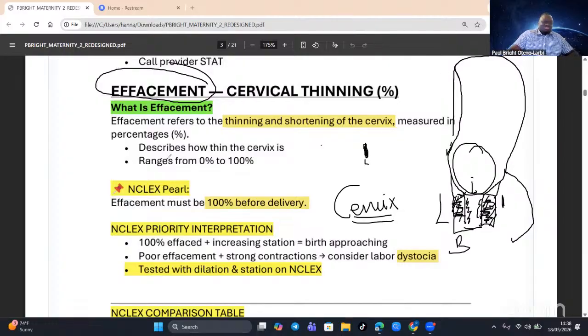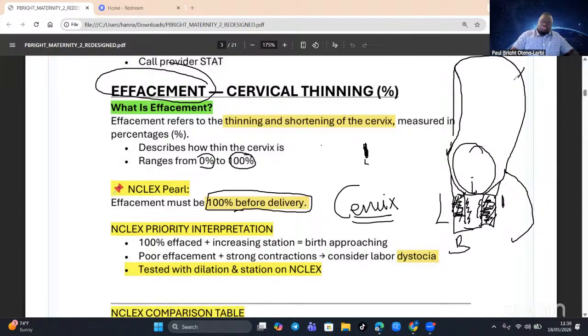So we describe it as effacement. Effacement ranges from 0 to 100%. We need 100% before delivery. Those of you who are going to write NCLEX, they will give you a maternal health NGN question and tell you effacement is 40%. Are you ready to deliver? No. Effacement is 50%? Still no.